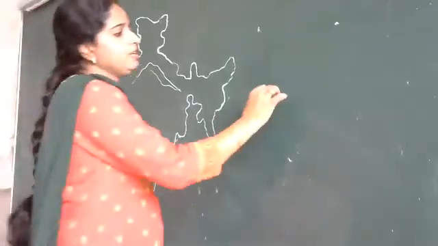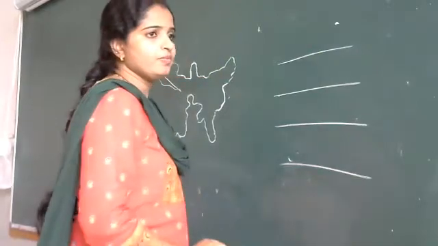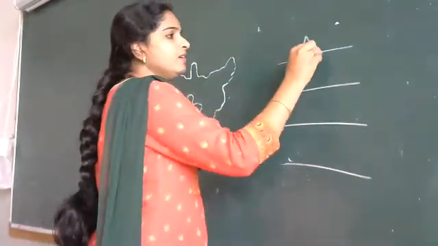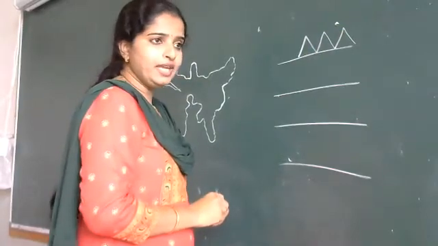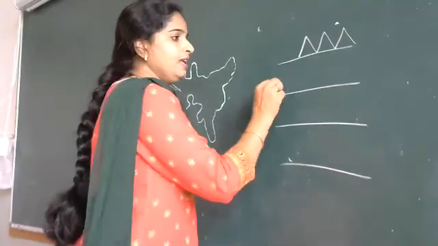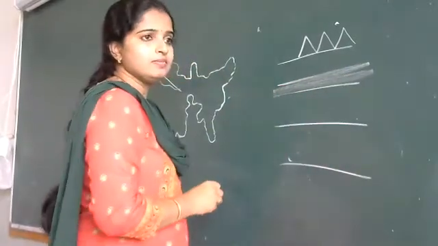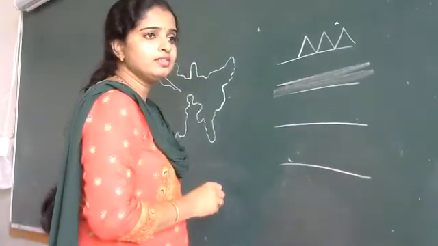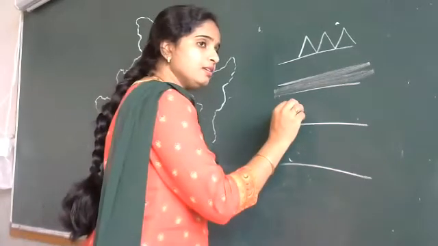Okay, we need a divider, for everything we need a divider. Yes or no? Here we have northern mountains, and here we have northern plains, and next to it we have the peninsula.